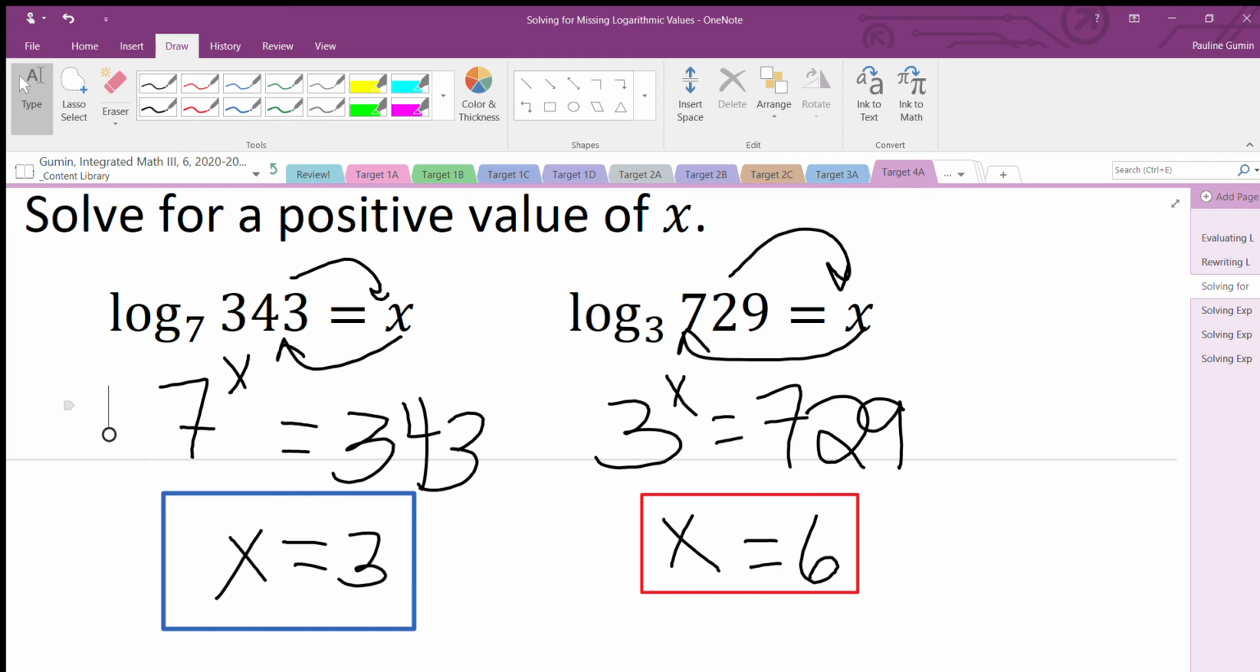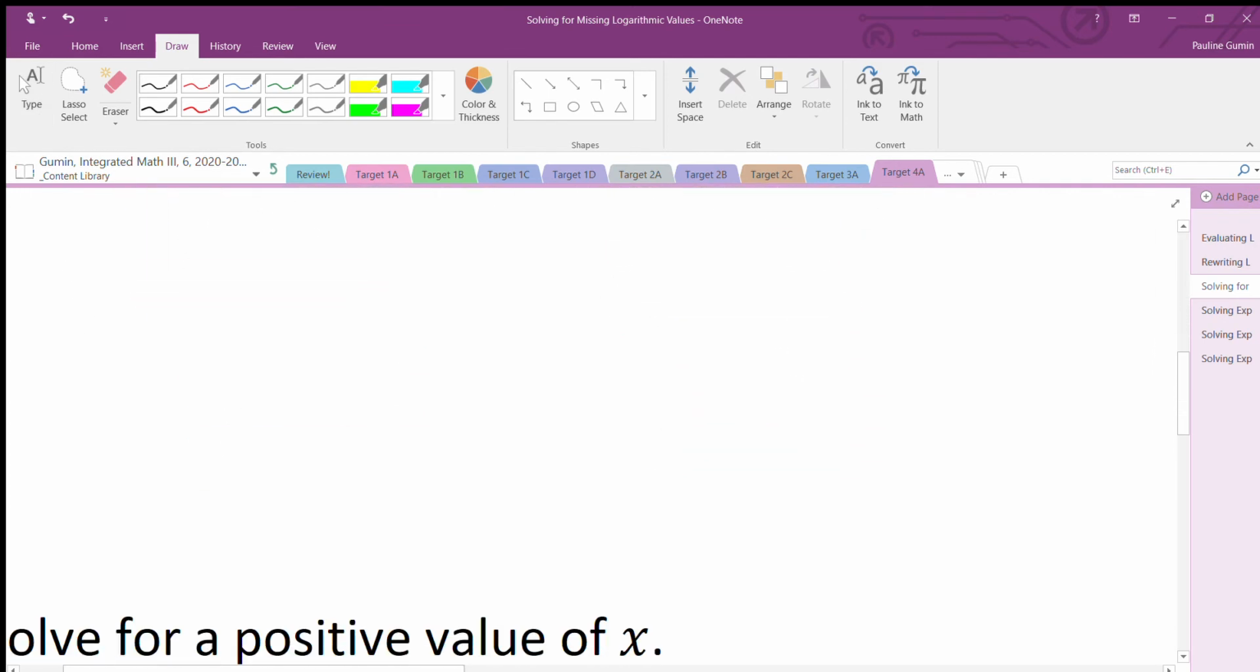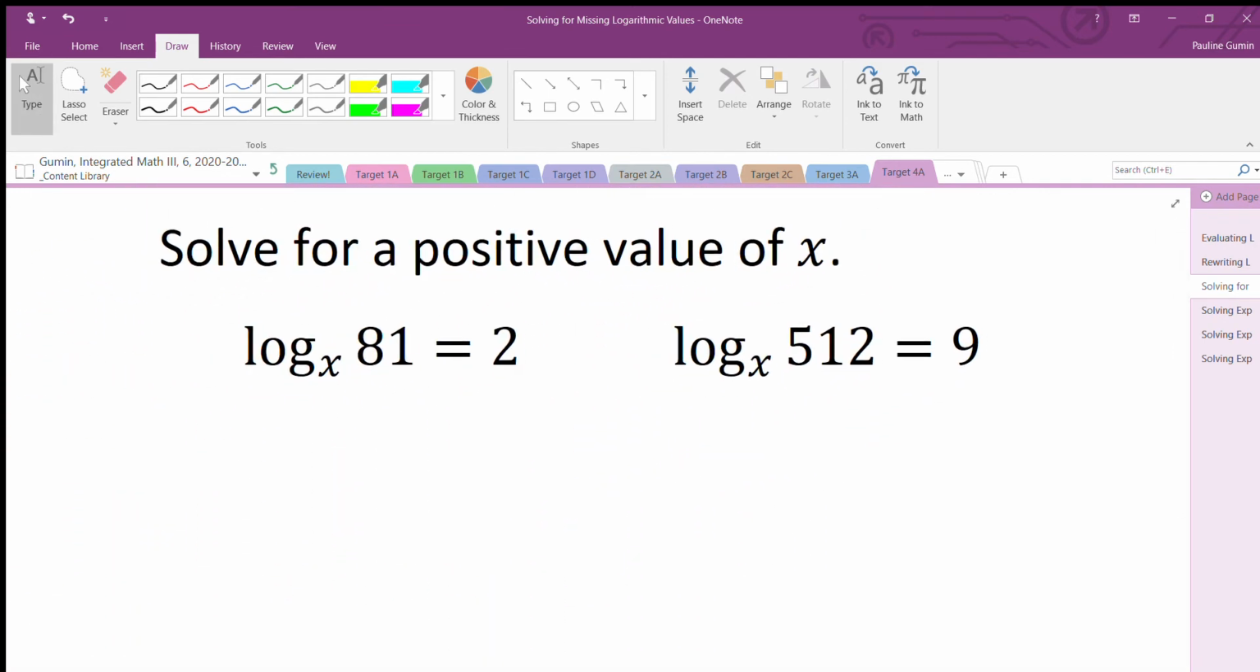Let's take a look if the missing value of x is in a different spot. For example, log base x of 81 equals 2. Now that you cannot enter into the calculator that I have provided for you. This one we have to rewrite in exponential form. So let's do it. The base of my exponent is going to be x. It's the same as my logarithm. And then we follow that clockwise rotation. The 81 will go on this side of the equal sign. And the 2 goes with the base.